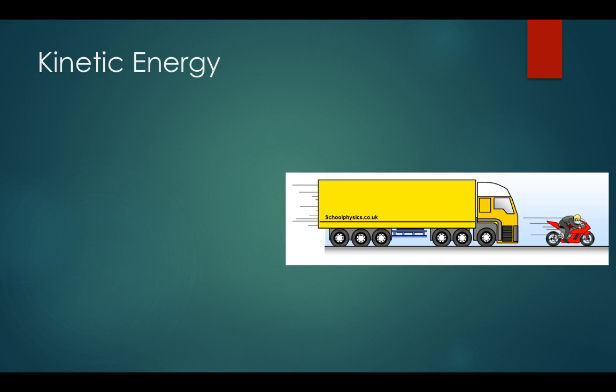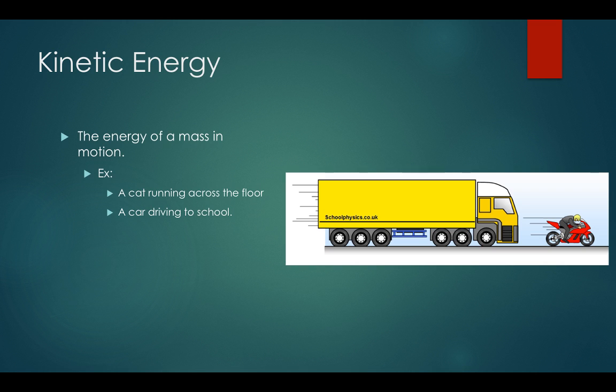The first part is kinetic energy. This is the energy of a mass that is in motion. So an example of kinetic energy would be like a cat running across the floor or a car driving to school. And the formula for this is kinetic energy is equal to 1/2 the mass times the speed squared.